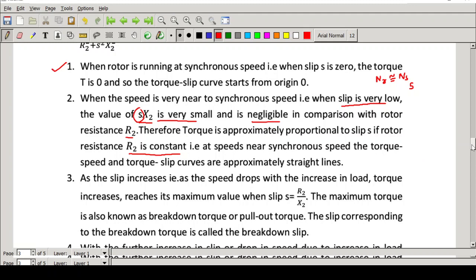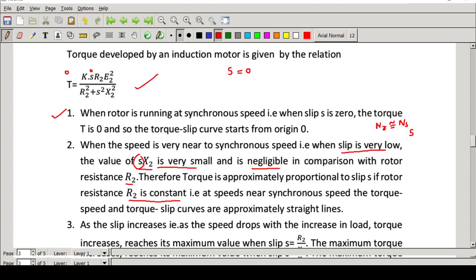So just see the relation now. We are ignoring this term, and R2 is assumed to be a constant. S is here, K is here, and this E2 just assume that this is a constant. So finally the expression becomes T is directly proportional to slip, because E2 is assumed to be constant, R2 is assumed to be constant, and S X2 is very small. So torque becomes directly proportional to slip.